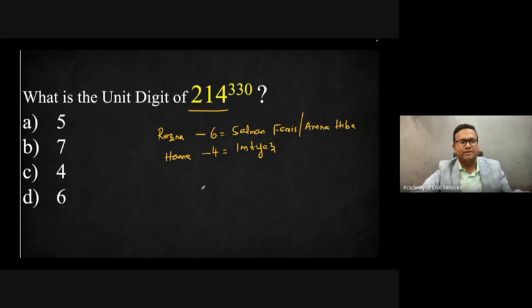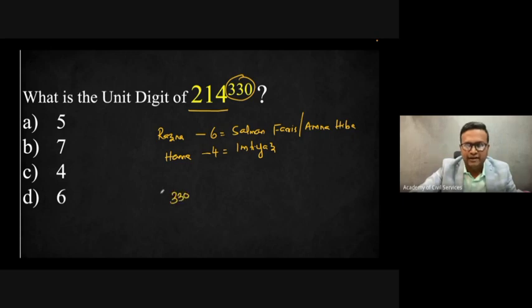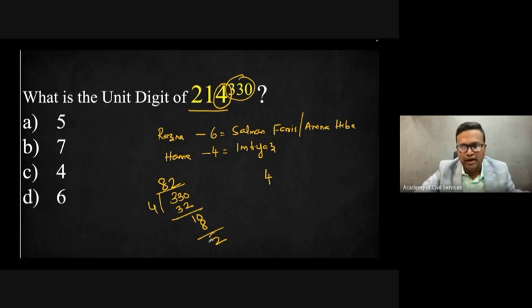Yeah, then I'm stopping. We can see that what we have to do, take out the power 330 divided by 4. In 33, how many 4? 8 for 32, 2 times 4, that is 8. Remainder comes 2. If 2 comes as remainder, then what we have to do? We have to take out the unit digit of the base, that is 4. This 2 has to be given as a power to 4. 4 power to 2 means 4 multiplied by 4, 16. Whatever is the unit digit of 16, correct answer is 6.